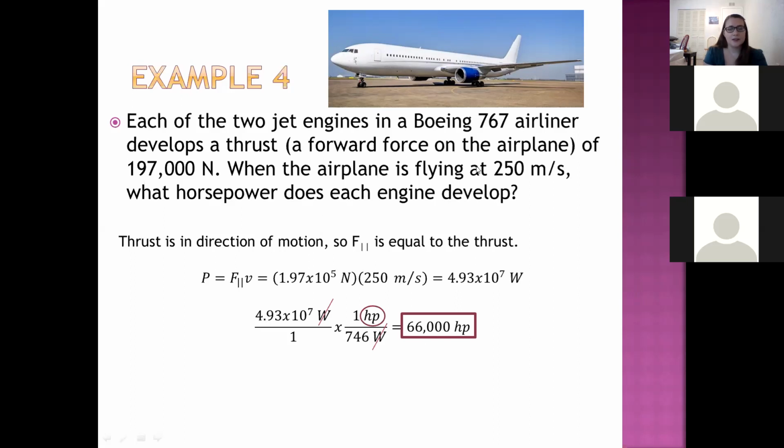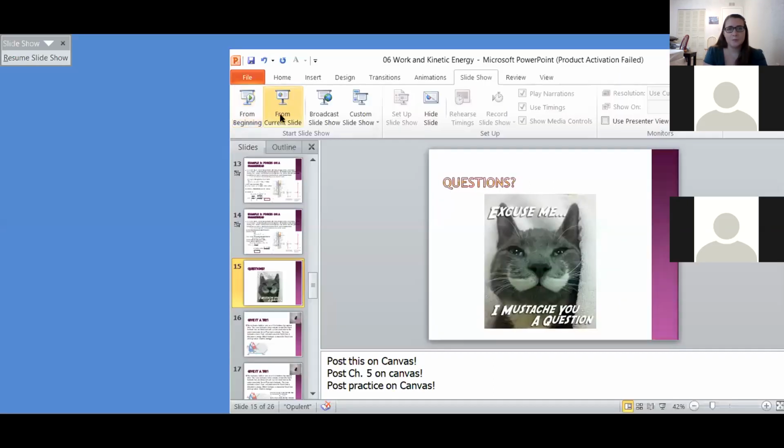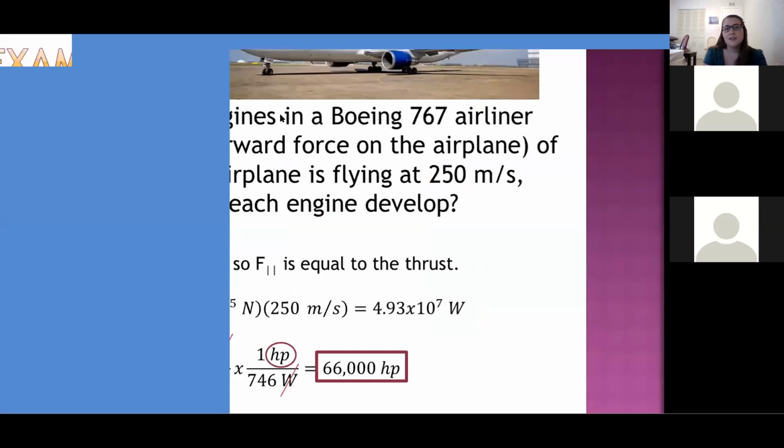I don't know what this plane actually is, but I just Googled an image of a Boeing 767. That's what it came up with.